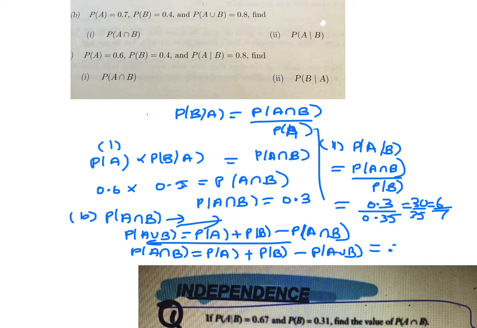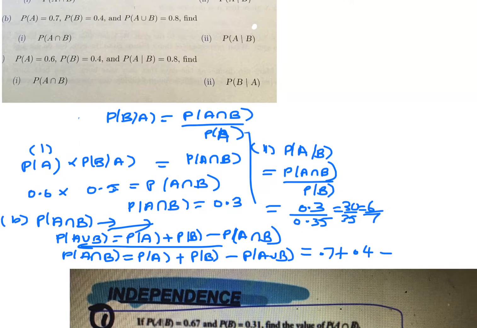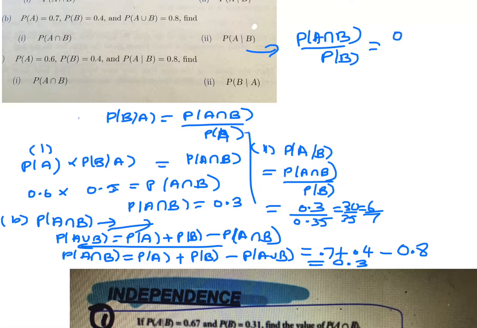So the probability of A is 0.7, the probability of B is 0.4, minus the probability of A union B, which is 0.8. So this ends up being 0.3 altogether. Okay, and now this one here, we can make that the probability of A and B over the probability of B. So we just found that was 0.3, and the probability of B is 0.4. So it's just going to be 3 on 4.